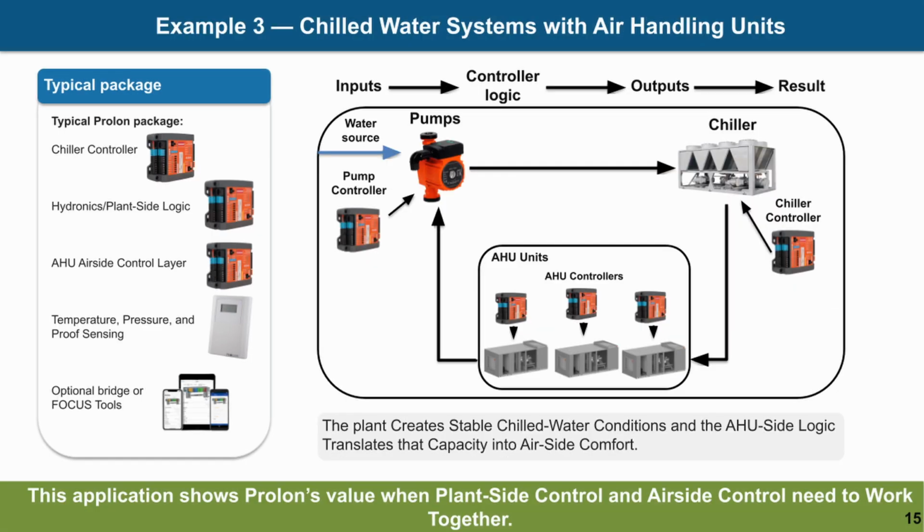This example brings together plant-side and air-side control. A chilled water system produces and circulates chilled water, and the air handlers then use that chilled water to satisfy space loads. In this type of application, a Prolon package may include a chiller controller, hydronics or plant-side logic, the AHU air-side control layer, temperature, pressure, and proof sensing, and optional bridge or Focus tools.